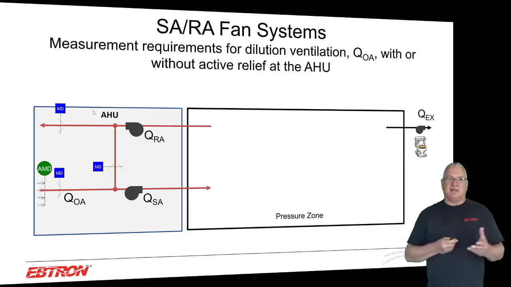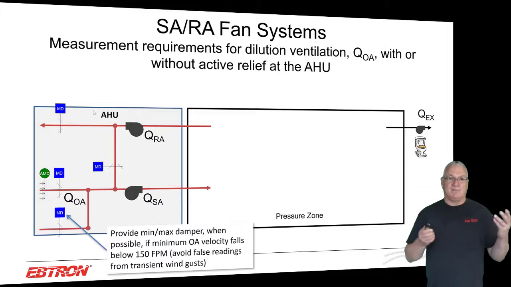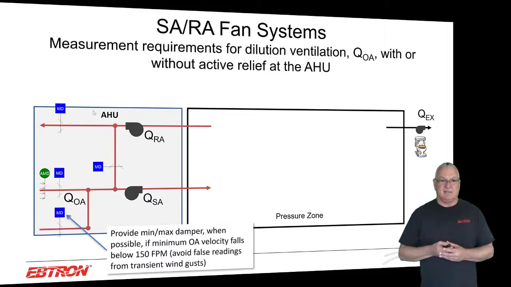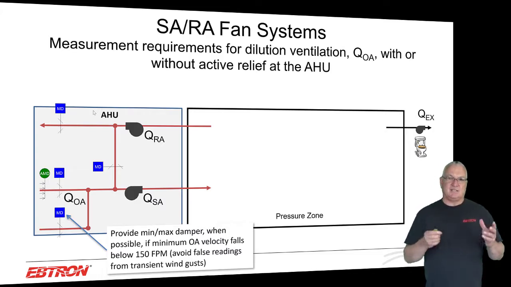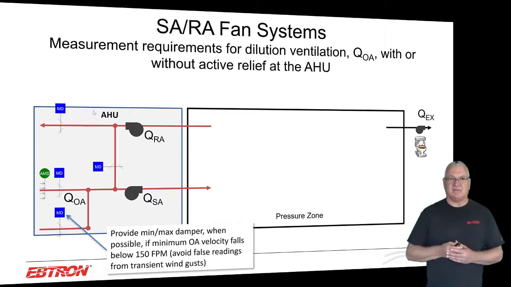All right, so in a supply and return air fan system, for dilution ventilation, we're going to put an airflow meter in the minimum outdoor airflow path. It may be the complete outdoor airflow path, or it may just be the minimum airflow path, depending on what the flow rates are. And I always tell people, try to select an air handling unit where the minimum flows don't go below 150 feet per minute. You may have a louver velocity that's lower than that, but some air handlers transition to higher flows.